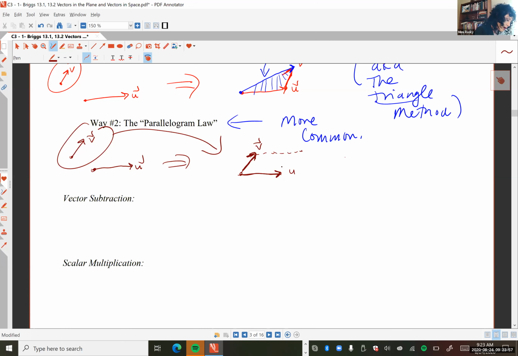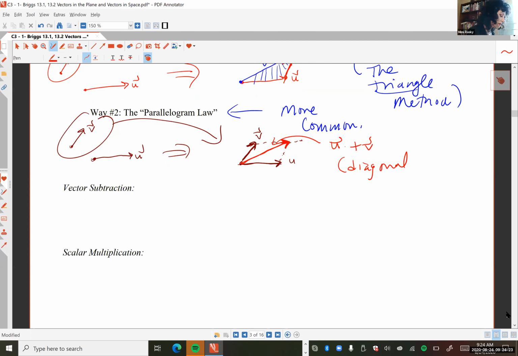Okay, so I've got my other side length there. The resultant vector is the diagonal of this parallelogram. So this u plus v is simply the diagonal of the parallelogram, this imaginary parallelogram, okay? And that's the parallelogram law.